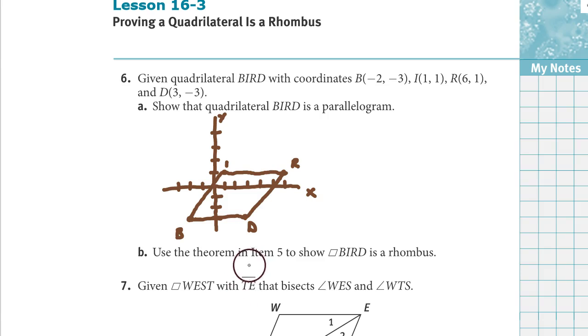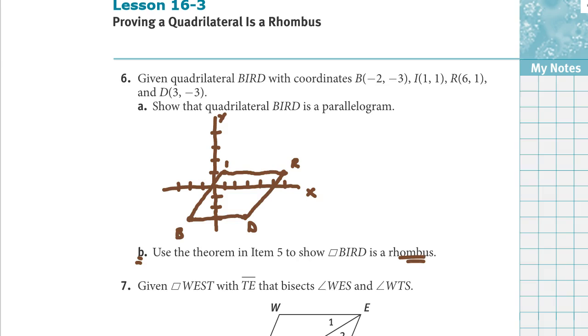Now, once we know that this is a parallelogram, then in question B, use one of our theorems from today to determine if this is a rhombus. So remember, we had a couple theorems we looked at today. One of them involved the sides. If all sides are equal in length, then it's a rhombus. Another theorem involved the diagonals. If the diagonals are perpendicular, then it's a rhombus. So we could pick whichever theorem we want to use, and if the theorem is satisfied, then we know this is a rhombus.